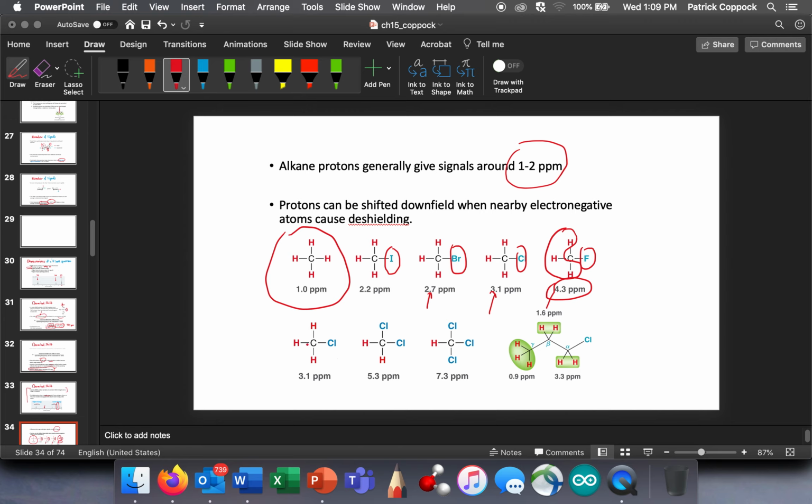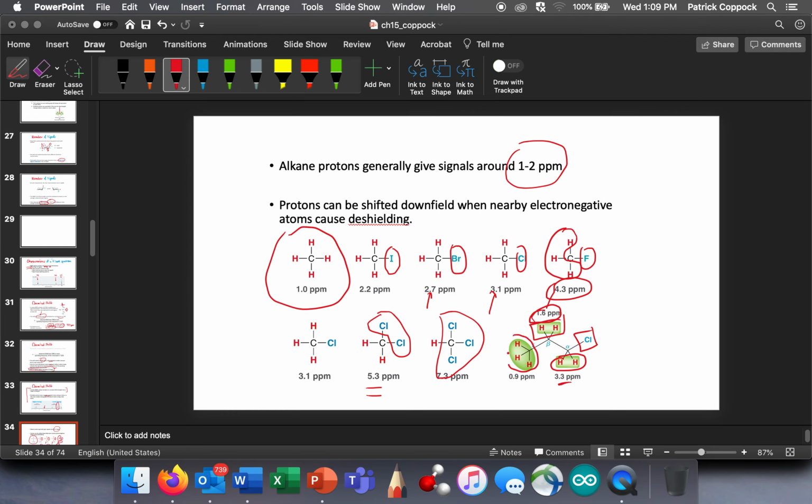To show even further, if you've got two electron withdrawing groups on a methylene carbon, it's going to be further downfield, and if you've got three, it's going to be way downfield. This is induction, and the proximity of the induction also matters. The hydrogens right next to the chlorine are going to be shifted, but the ones further away are going to be shifted less. You see that 1.6.